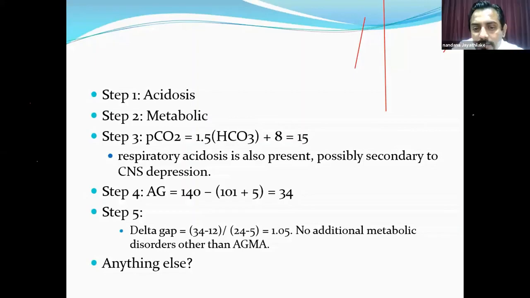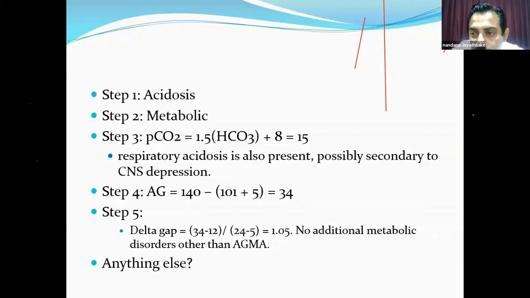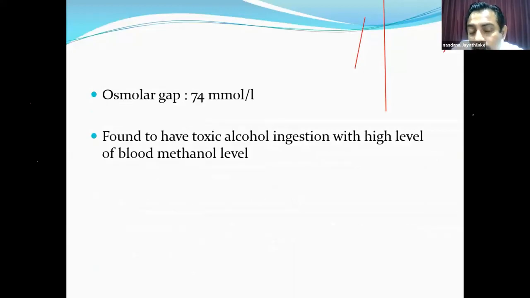Apart from that, some other simple thing which I have told you. Since it's an alcoholic, the methanol level, or this patient needs the osmolar gap. We have not measured the osmolar gap here; there's no adequate data. We measured the osmolar gap as 74, and finally we found that the patient had a toxic alcohol ingestion with a high blood methanol level.